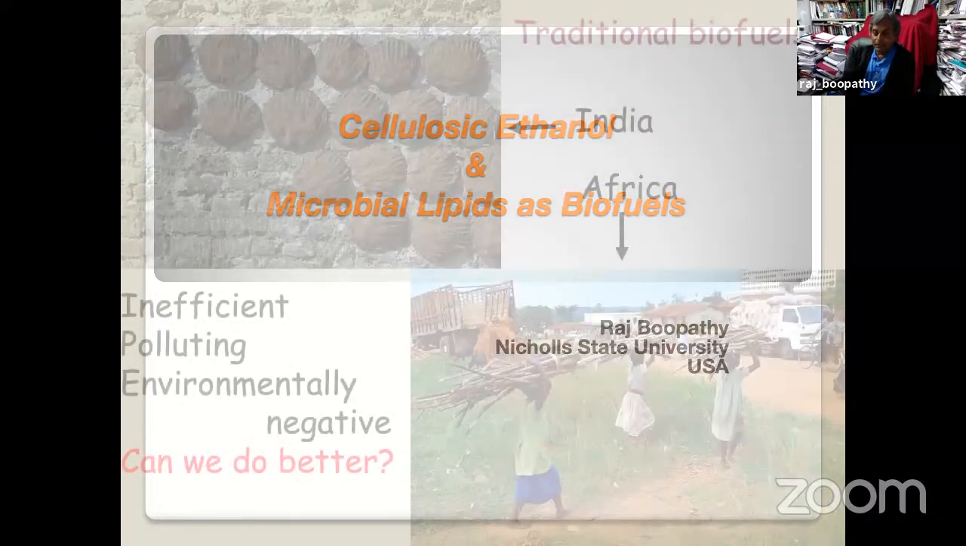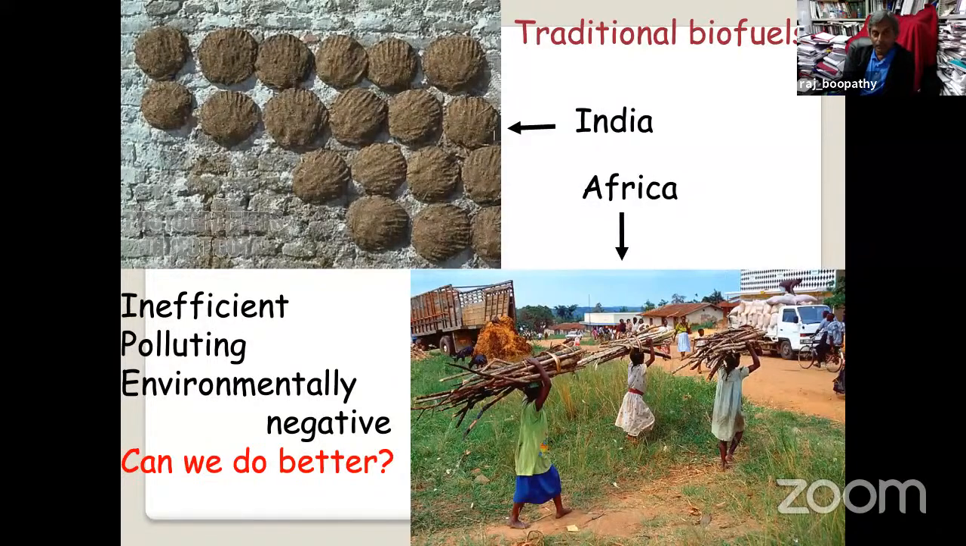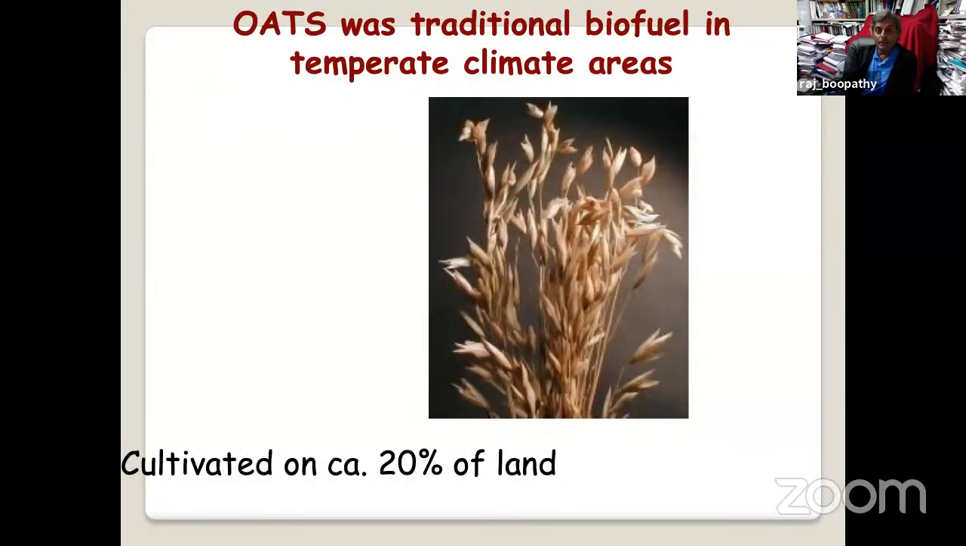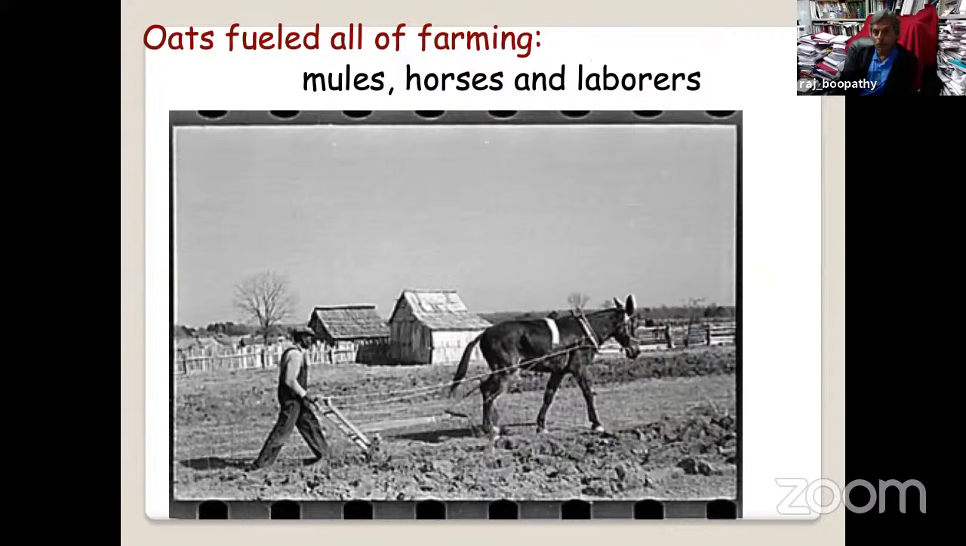If you look at energy around the world, in India, for example, in rural areas they use dry cow manure as a fuel source for heating and cooking. In Africa, you have wood mainly for cooking. And in temperate countries, oat was the traditional biofuel. Oat was used for a lot of purposes, including for mules, horses, and laborers. Oat fueled farming for a long time in temperate regions.